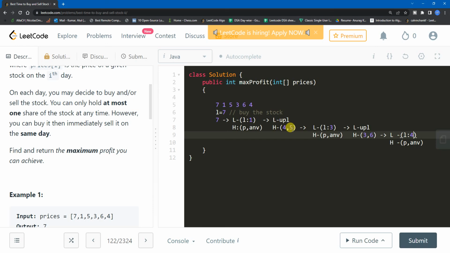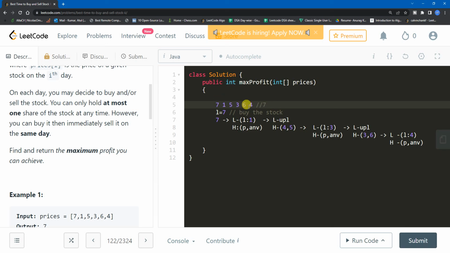And right now we have to calculate the overall profit. The first profit is 4 and the other profit is 3, so the overall profit is 7, and it is the maximum profit. Why?